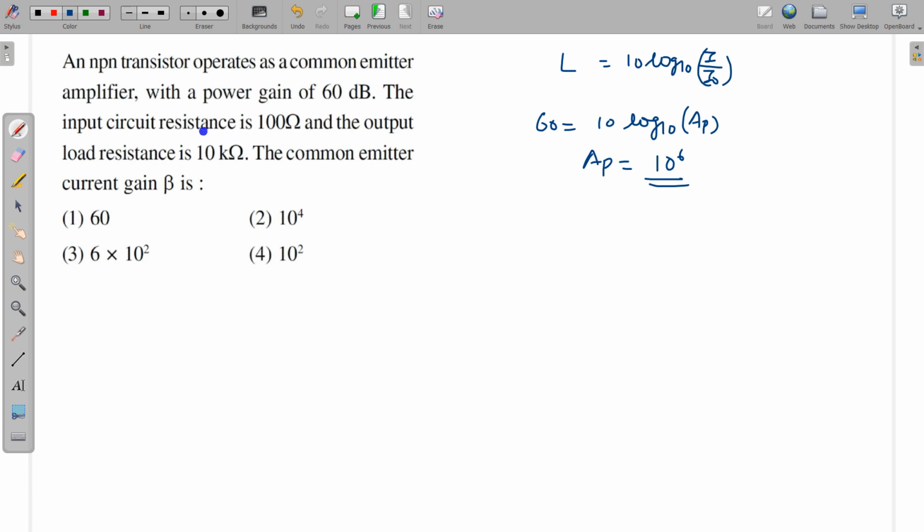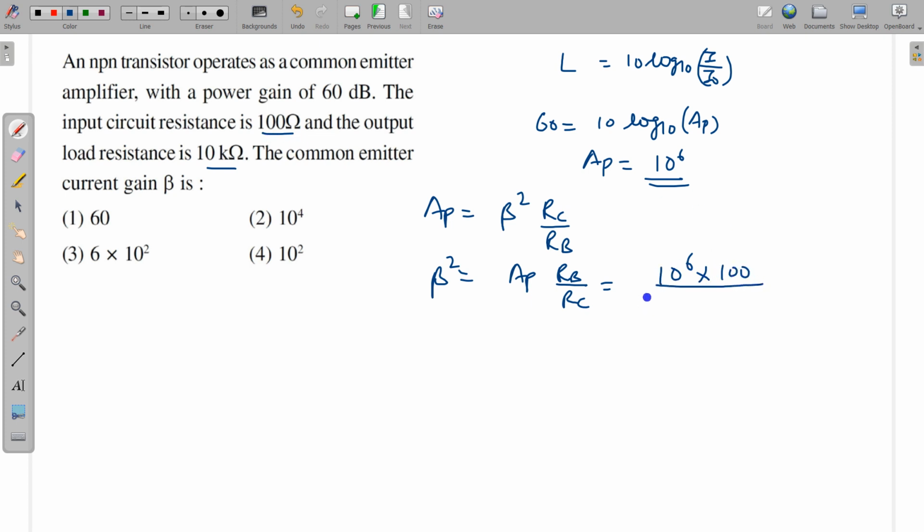The input circuit resistance is 100 and the output load resistance is given. What is the common emitter current gain? So this AP is numerically equal to beta square RC by RB. So beta square is AP RB by RC. AP is 10 to the power 6. RB, which is the resistance on the input side, is 100 ohm. RC, the output load resistance, is 10 kilo ohm, which is 10 to the power 4. So 10 to the power 8 by 10 to the power 4 is 10 to the power 4, and this is beta square. So beta is 10 square. So the correct answer is 4.